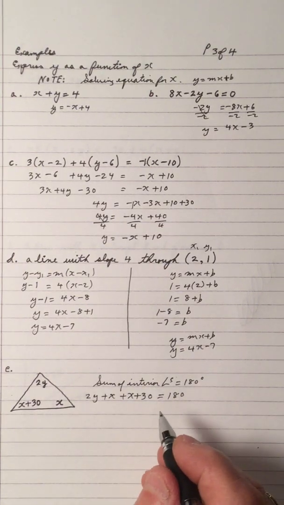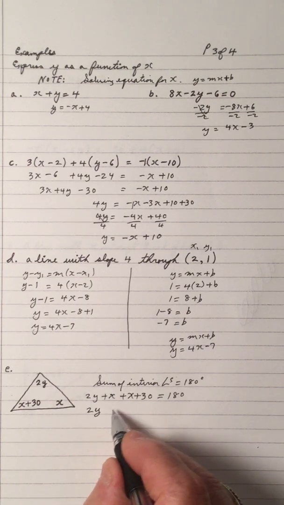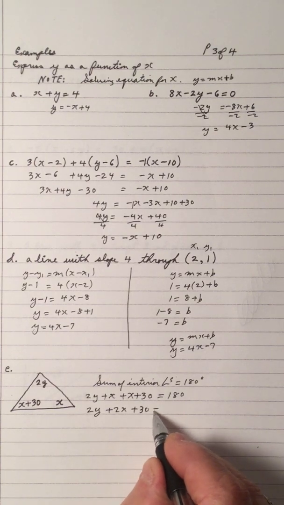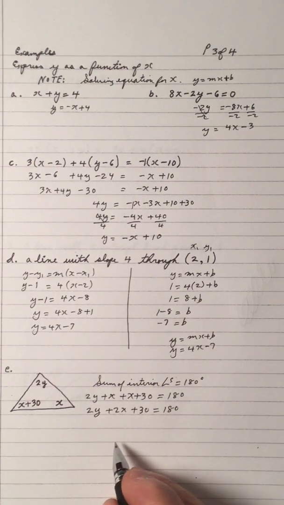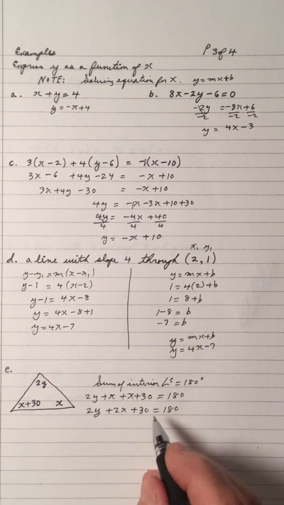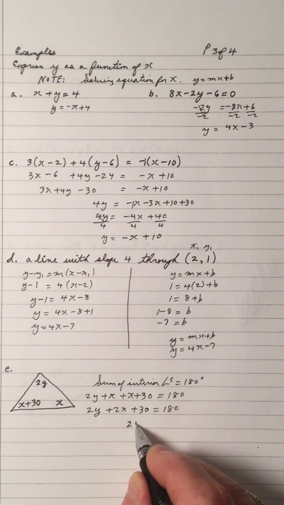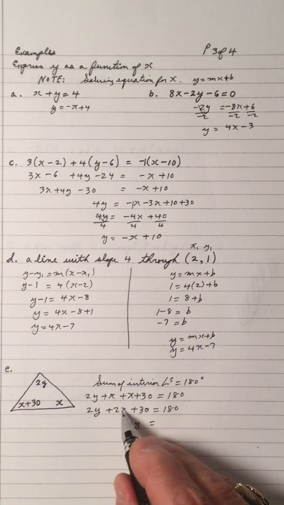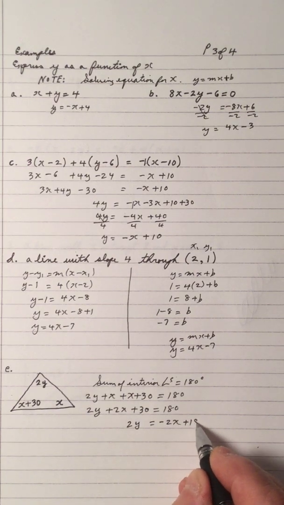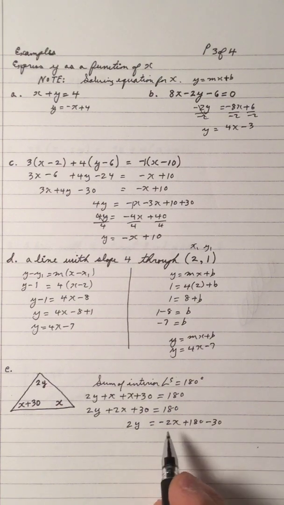And we simplify the left side, so 2y, 1x plus 1x is 2x, plus 30 equals 180. Now we have it all simplified left and right. We will solve for y. Y is a function of x, so 2y equals 2x moves over to become negative 2x. I have a plus 180, and a plus 30 becomes a minus 30.